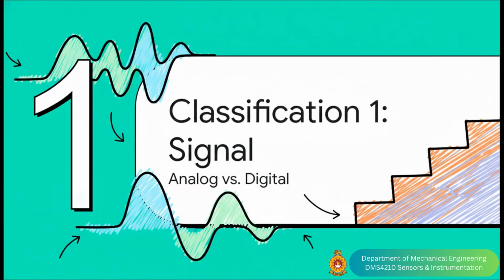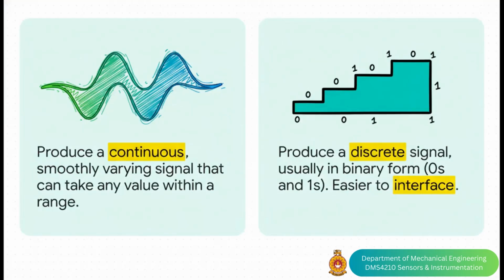Okay, first up, classification 1, the signal. This is all about how a sensor talks. Is it speaking in a smooth, continuous way, analog, or is it speaking in the crisp, clear language of computers, digital? Here's the core difference. On the one hand, you've got analog sensors. Think of these like a light dimmer switch. They give us a continuous, flowing signal that's perfect for capturing every tiny, gradual change.